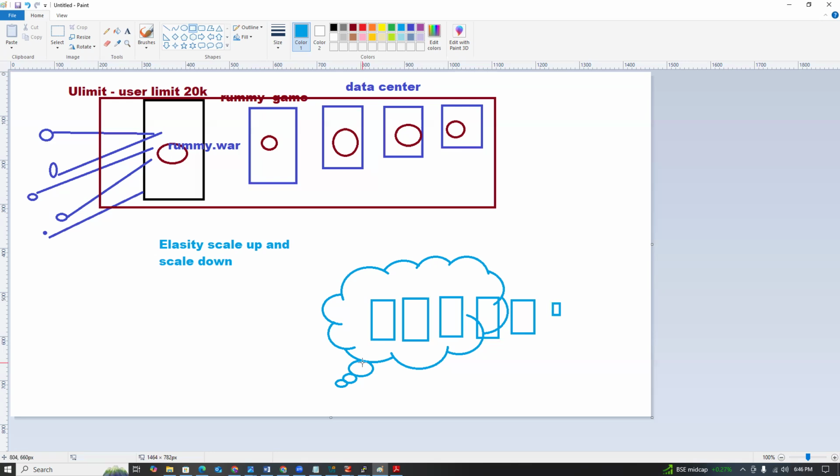So whenever you use the server, only that time we pay. Otherwise, we can shut it down. It automatically scales down. So that is the beauty of cloud, the beauty of AWS.